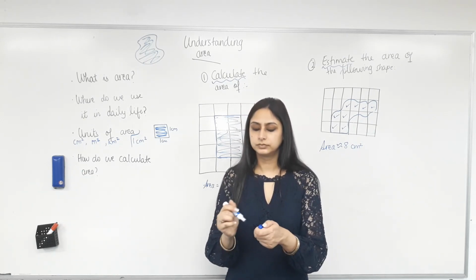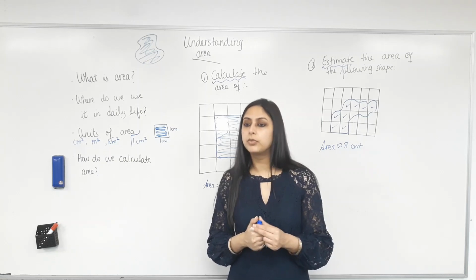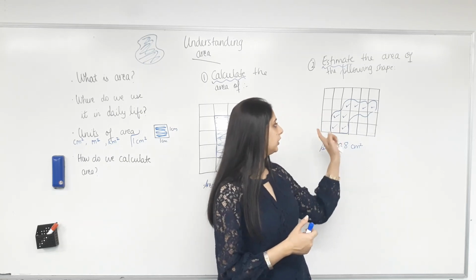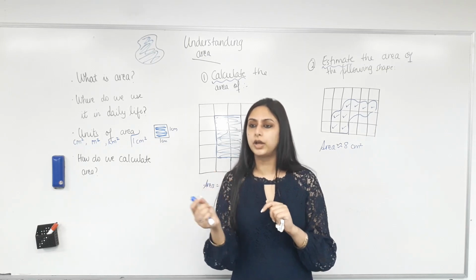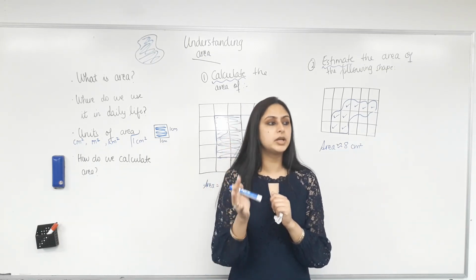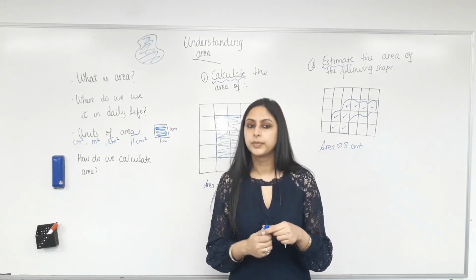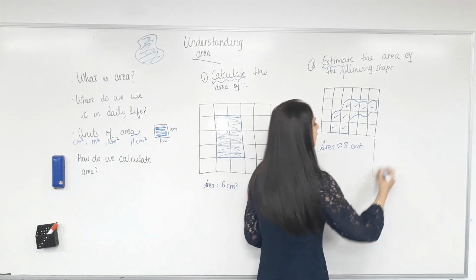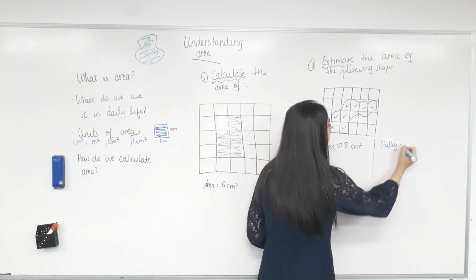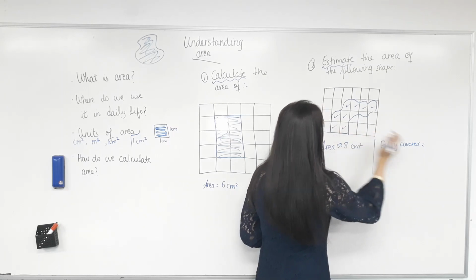Yes? Do we have to write all that working out, like the fully covered squares? It depends on the number of marks. But as long as you show this or some kind of working out, I know that you've counted the squares, which ones you've counted, which ones you've not counted. As long as there's some indication of your thinking behind the answer, you'll get the working out marks. Yeah, but you can write fully covered. How many were fully covered? 3. 1, 2, 3.